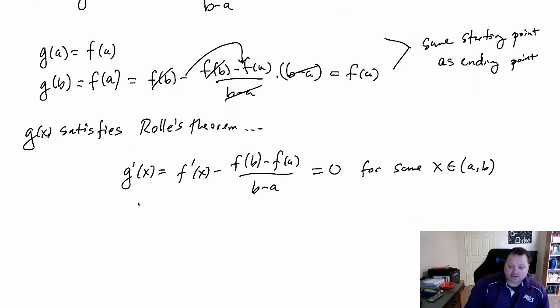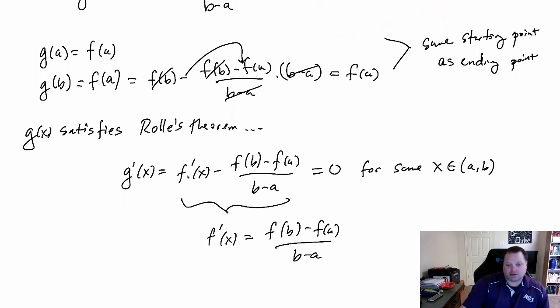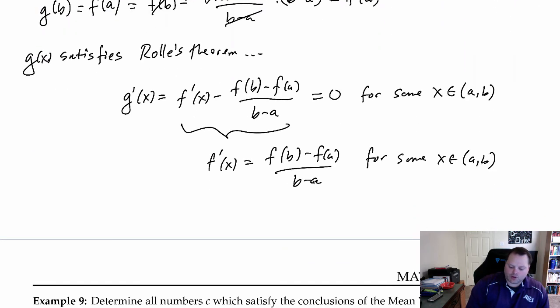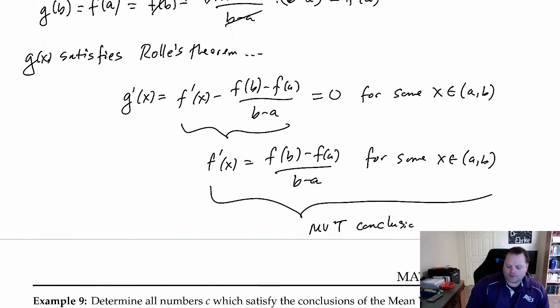So what this means is for that value of x, f prime of x must equal f of b minus f of a over b minus a. That's the only way that this term is 0: if this equals this for some x in the interval as well. And this is what the mean value theorem concludes, that such a value must exist.